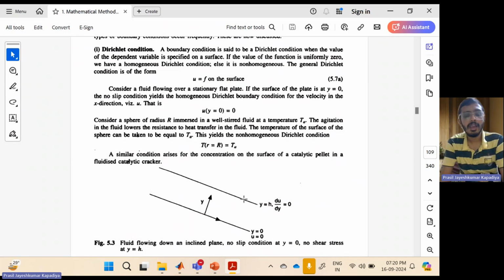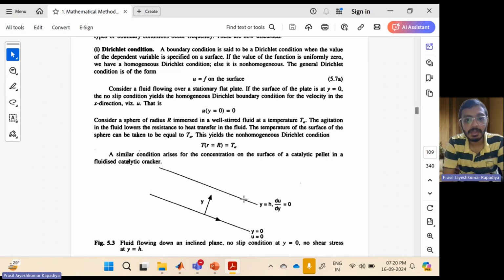Another example is given as: consider a sphere of radius R immersed in a well-stirred fluid at temperature Ta. The agitation in the fluid lowers the resistance to heat transfer in the fluid, and the temperature of the surface of the sphere can be taken as equal to Ta. So what is this condition? At r is equal to R, meaning the outer surface of the sphere, my temperature is Ta. This kind of condition is called the Dirichlet condition, when we are specifying only the value. The value of what? The value of the dependent variable at the surface.